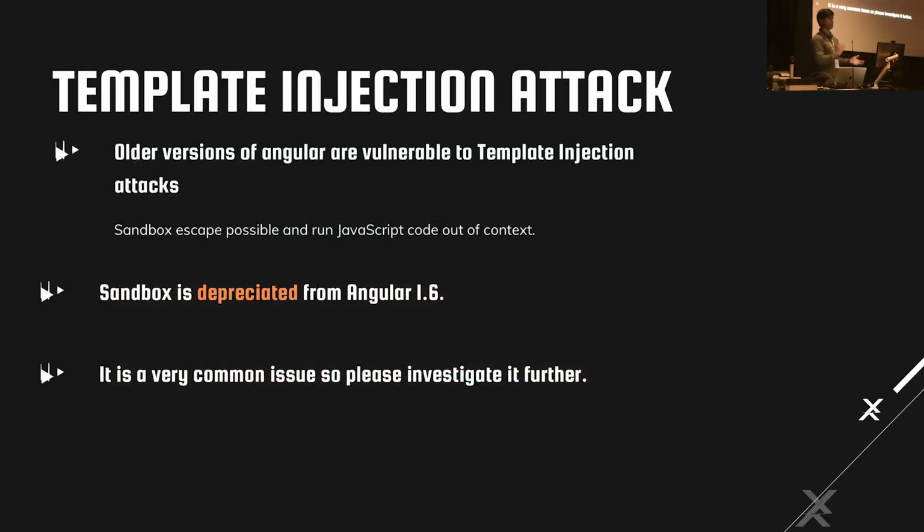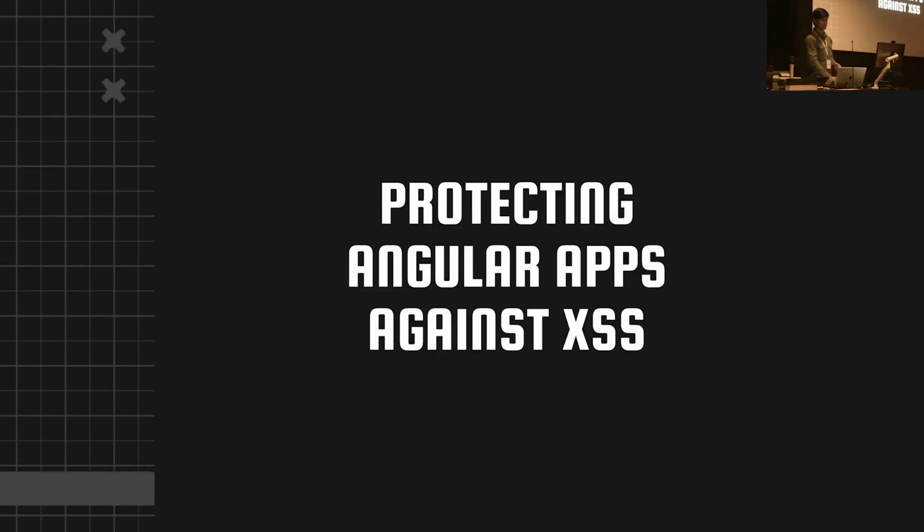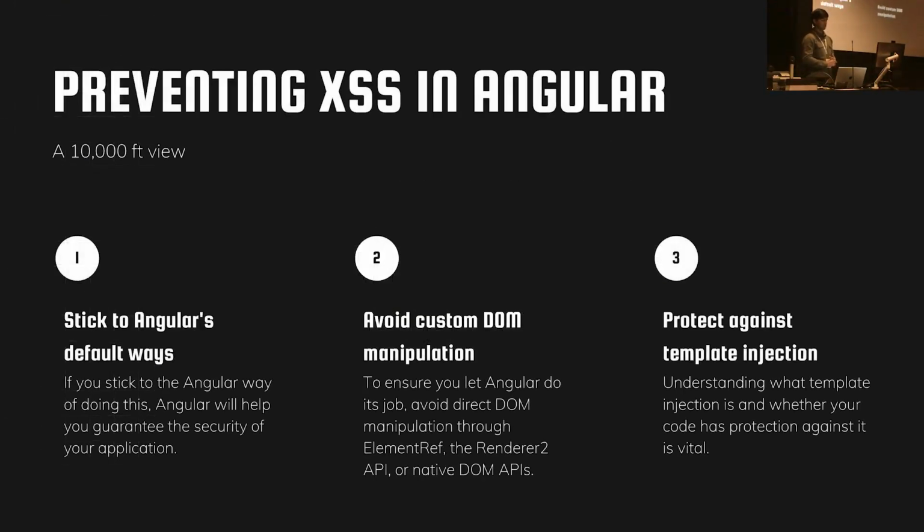There's something called template injection attacks in Angular. That's a bit more on the server side, but because it is so drastic, I decided to make a call out just in case. How do we protect against XSS in Angular? The default mechanisms Angular provides are quite safe. As long as you're sticking to the default, it's quite good. If you're doing any kind of custom DOM manipulation, you need to be very careful. And lastly, template injection attacks, again, something to be mindful of.